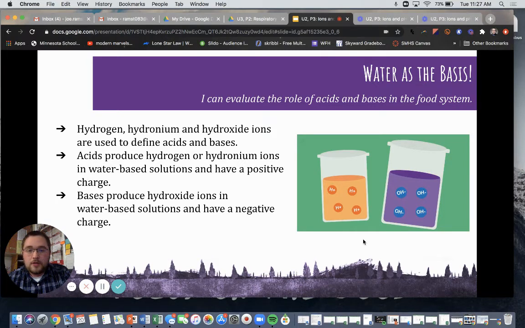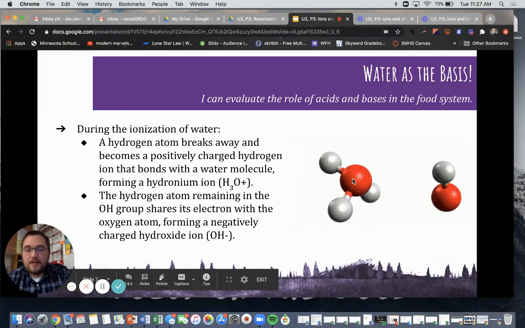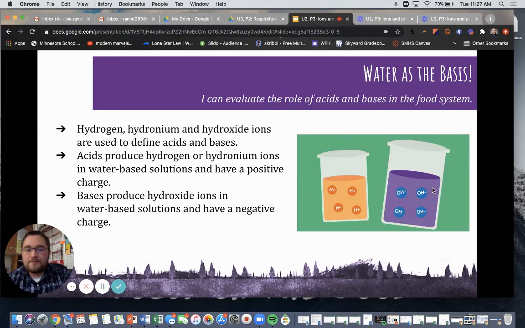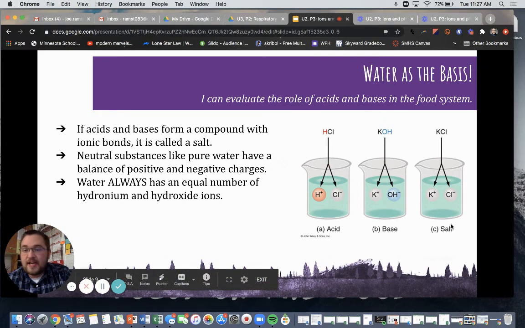Okay? So hydronium ions, again, are over here on the left, H3O positive, and hydroxide ions are over on the right. So acids on the left, bases on the right. If acids and bases form a compound with ionic bonds, this is called a salt. Okay, so potassium chloride is an example of a salt. We can see that over on the right-hand side, letter C on this diagram.